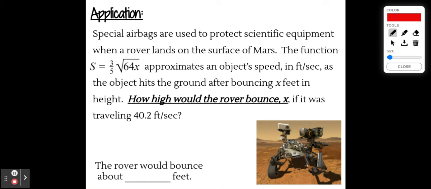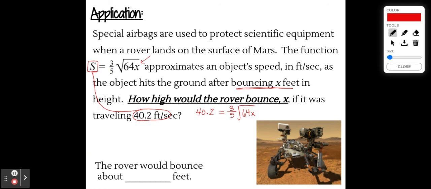Okay, so the rover's traveling 40.2 feet per second. That's the speed. So that's going to be the s right up here in the equation. Remember this x that we're solving for? That x is the bounce. That's how many feet it's going to bounce after it hits Mars. Okay, so I'm going to replace the s with 40.2 feet. So we're going to go 40.2 equals, and then we have 3/5 radical 64 times x. Remember, x is the bounce.